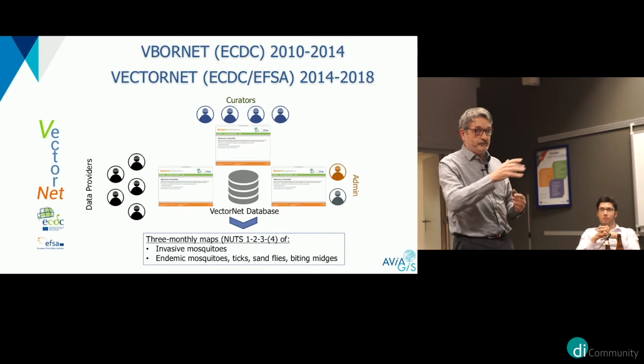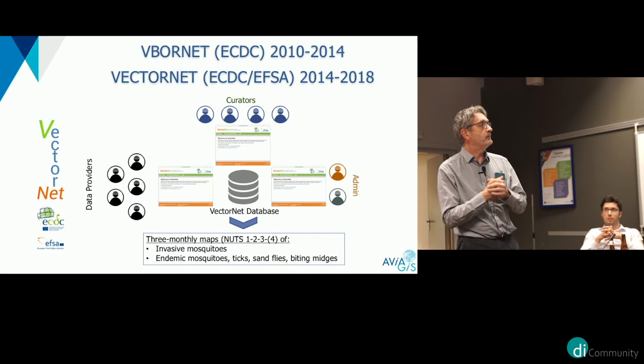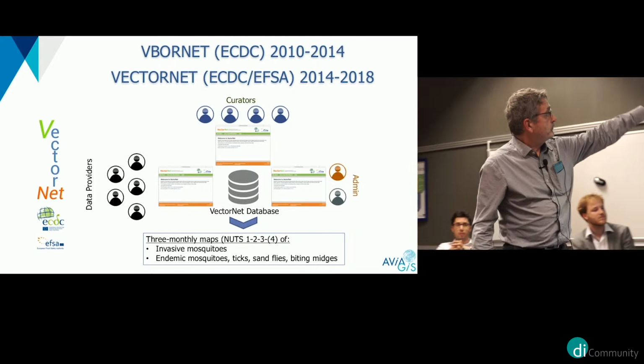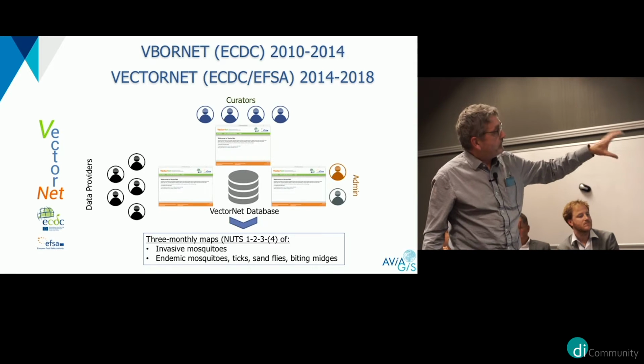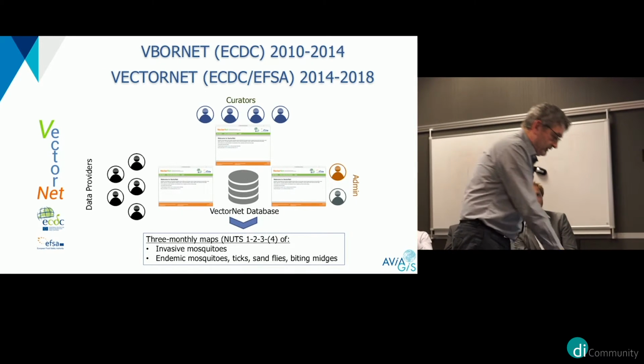For the other species, these are maps in progress, because it's quite complicated to get completed maps of these species. But we have a system, this is on the websites of ECDC in Stockholm, where all the data are checked with curators, etc. So these are validated data.